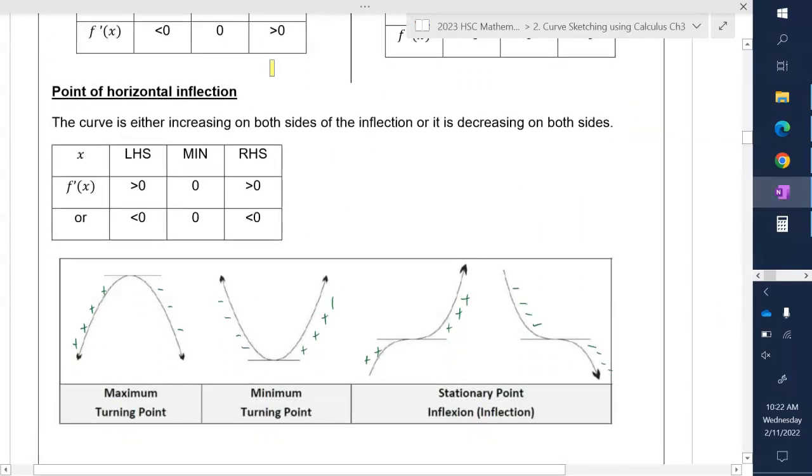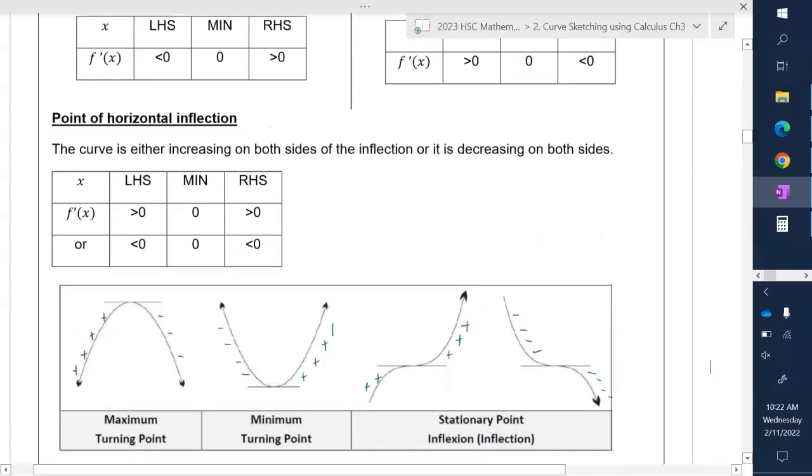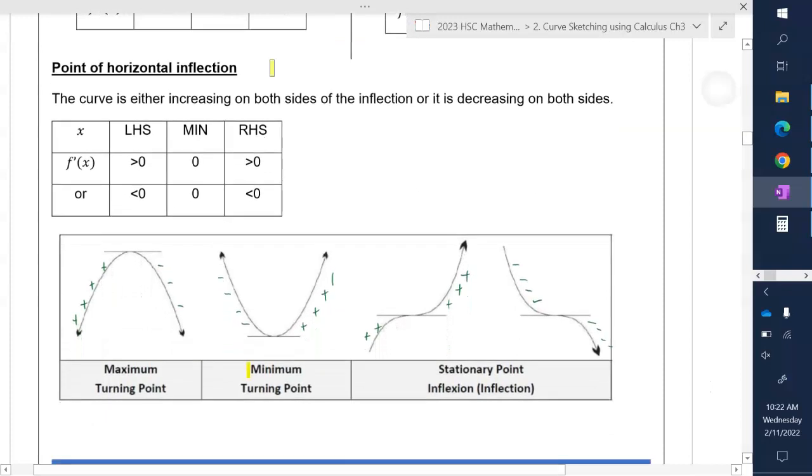Here's our maximum. A maximum looks like a sad face, a minimum like a happy face, and a point of inflection happens like our cubic curve, when our curve changes direction, but our derivative is going to be the same. So let's have a look at that mathematically. Let's have a look at the minimum turning point. The minimum turning point is this one here.